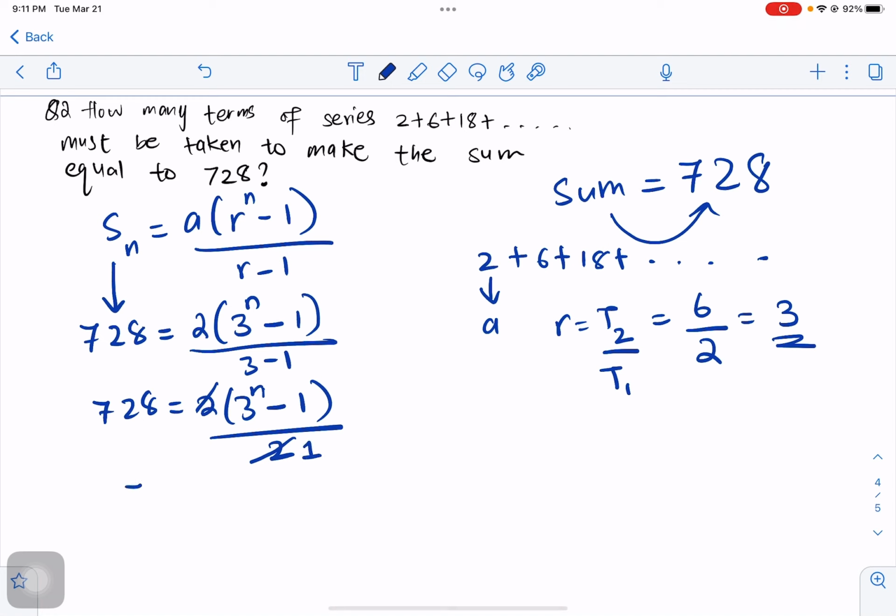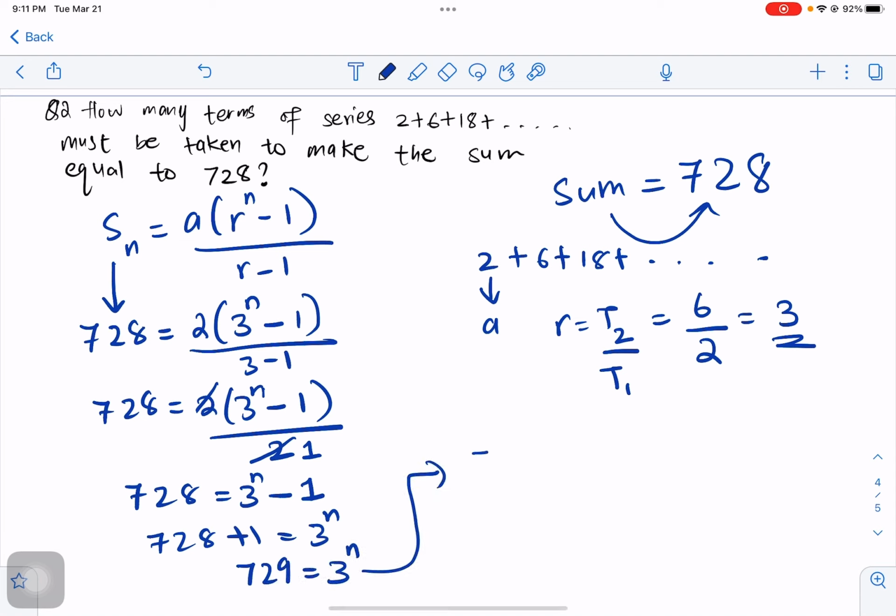Okay, so we have 728 is equal to 3 raised to n minus 1. So if I take negative 1 to this side, it will become positive 1. You are left with 3 raised to n. So we have 729 equals 3 raised to n. Now, my aim is to find n.